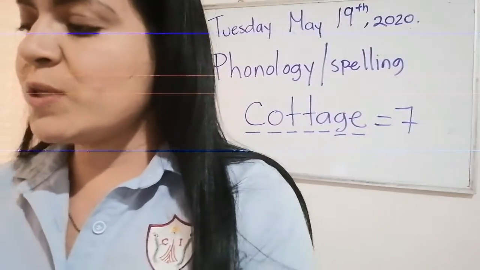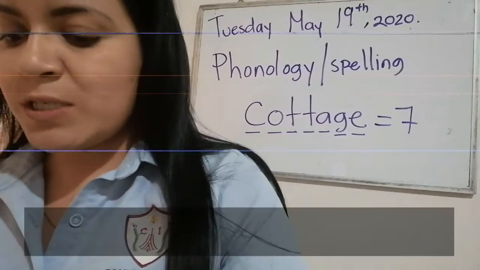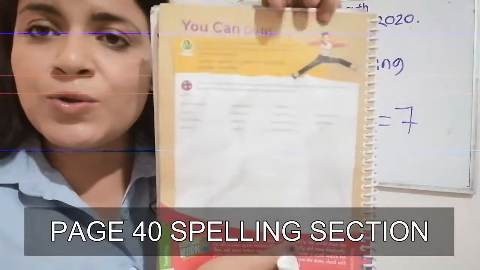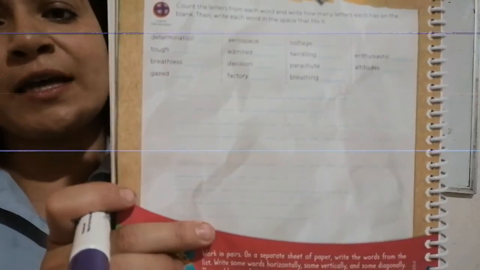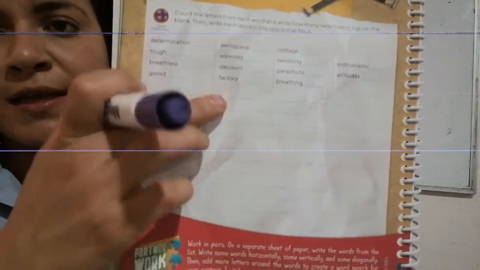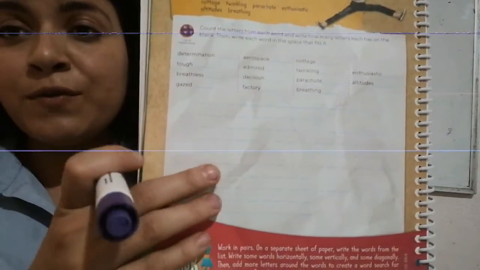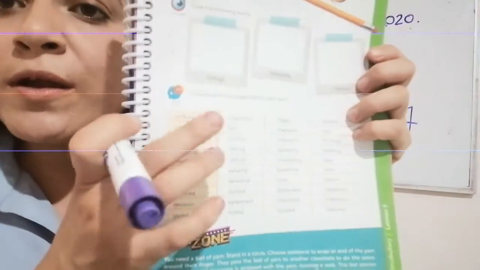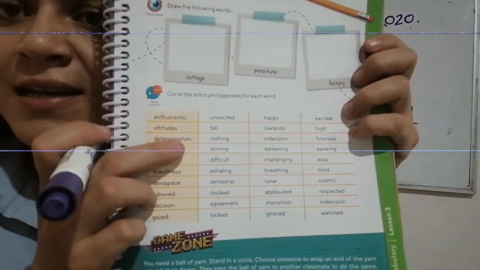You have to go to the spelling section, page 40. If you have your book, you can do the exercise from here. If not, I couldn't send it to you, so this is not in your homework. But if you have your book, you can answer this. It's a game. Yes, and on the next page, guys, we are going to complete this exercise.